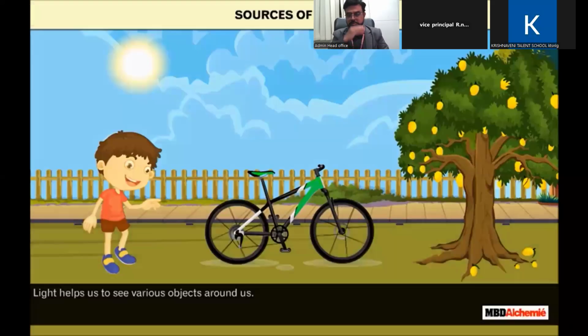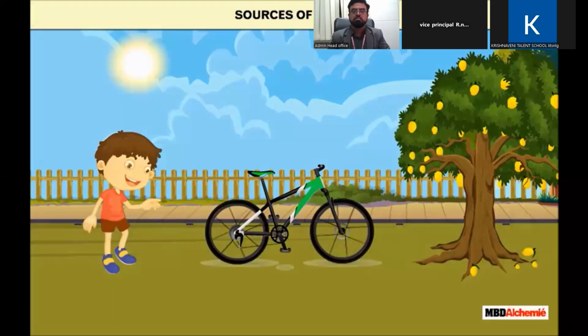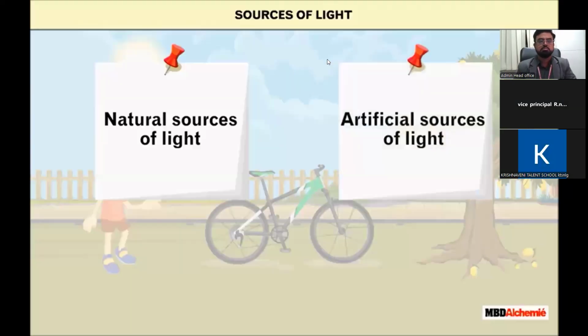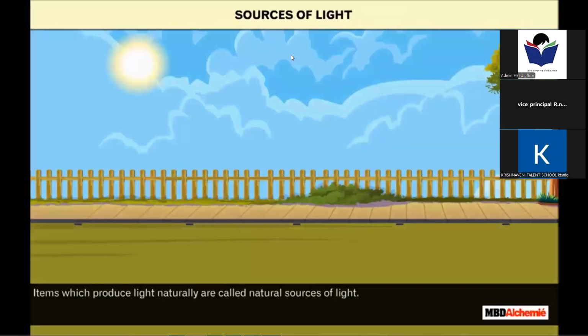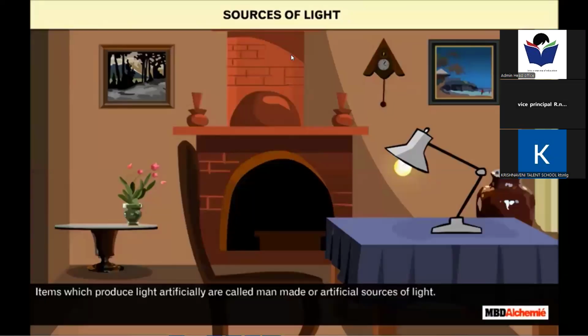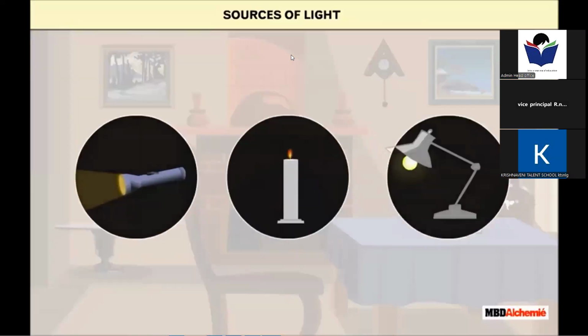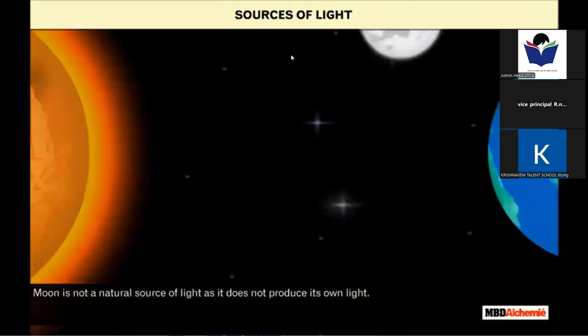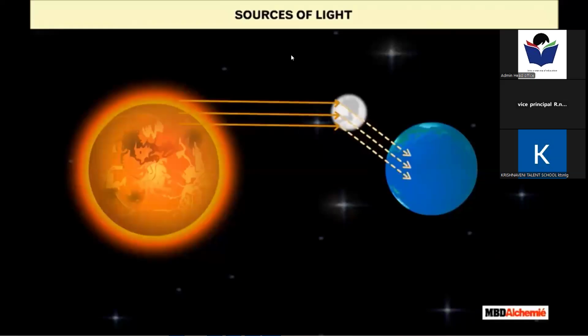Light helps us to see various objects around us. There are different sources of light. These sources of light are categorized as natural and artificial sources of light. Let us learn about different sources of light. Items which produce light naturally are called natural sources of light. For example, sun and glowworm. Items which produce light artificially are called man-made or artificial sources of light. For example, torch, table lamp, and lighted candle. Moon is not a natural source of light as it does not produce its own light. The sunlight that falls on it makes it look bright.